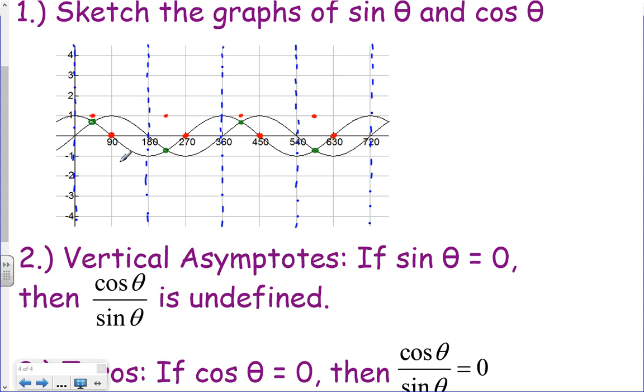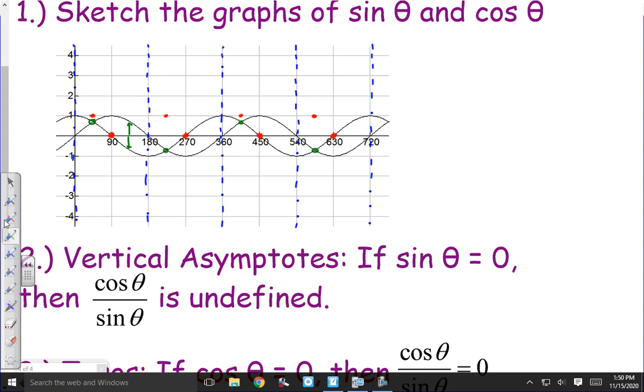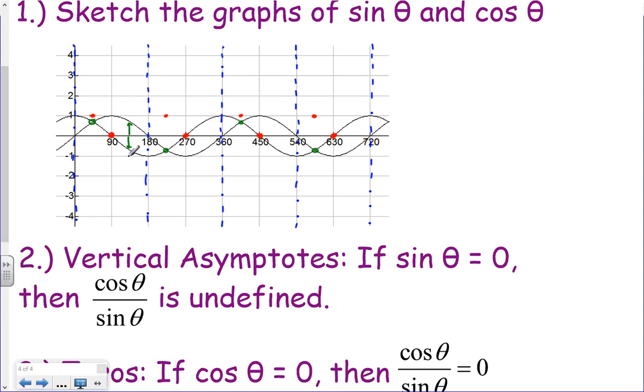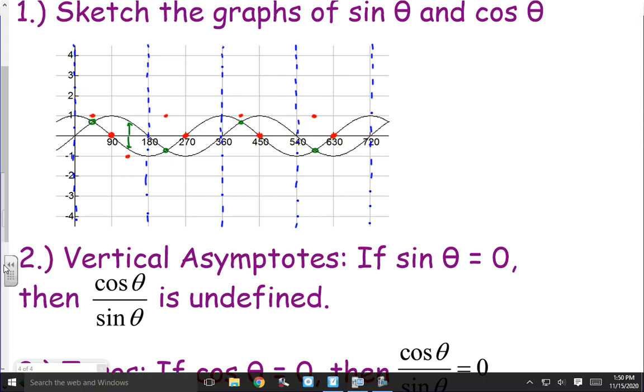If you measure, for example, about right here, that distance from the x-axis to that curve, that's my sine curve, and I measure that distance below to the cosine curve, it looks like those distances are the same. It's just that one's positive and the other one's negative. So if that is the case, then the ratio at that point is going to be -1. So I'm going to plot a y value at -1.